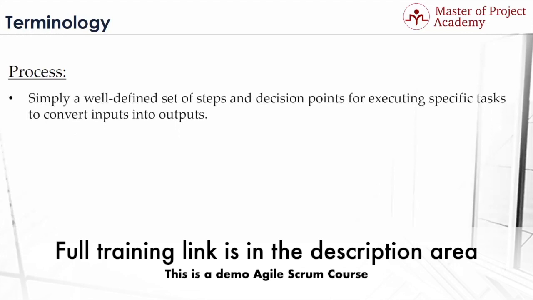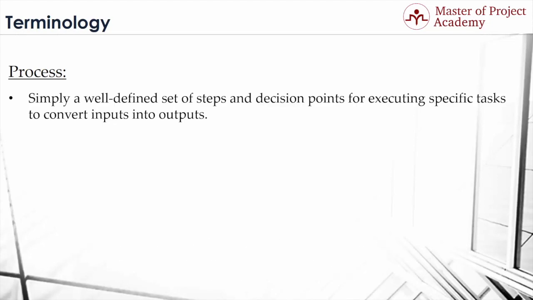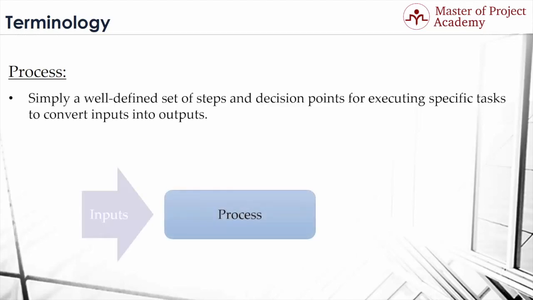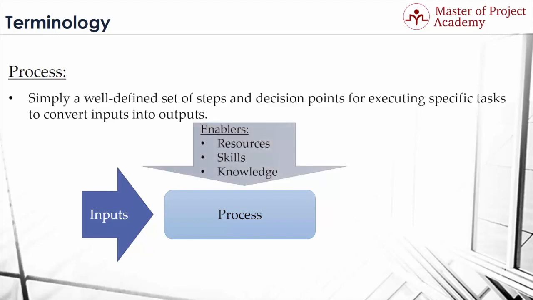Process is simply a well-defined set of steps and decision points for executing specific tasks to convert inputs into outputs. Processes have predefined inputs, and based on these predefined inputs, with the help of enablers, these inputs are processed and outputs of the process are generated.